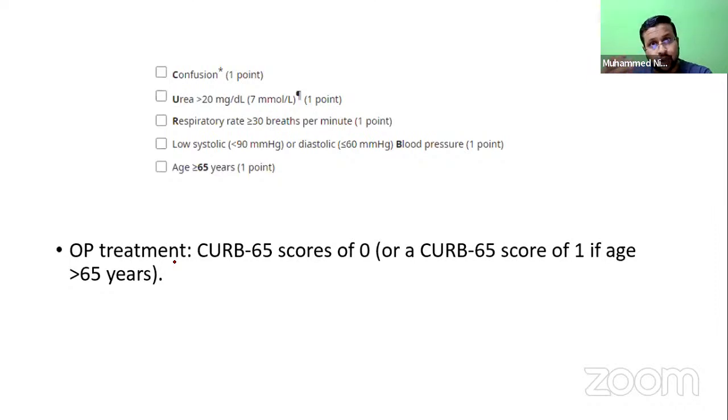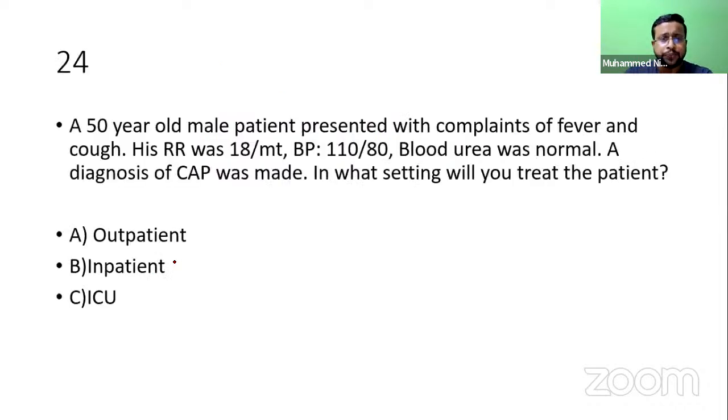If the CURB score is 0, or 1 in patients more than 65, that is, they have a score of 1 just because they are more than 65, these patients can be treated on an outpatient basis. So our patient did not have any of the scoring parameters: respiratory rate was less than 30, BP was more than 90, urea was normal, and his age is 50. So definitely this patient has to be treated on an outpatient basis.